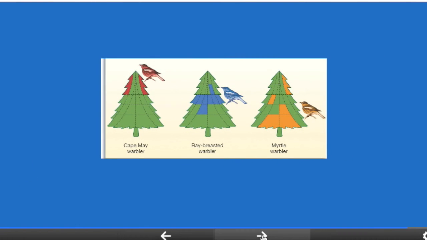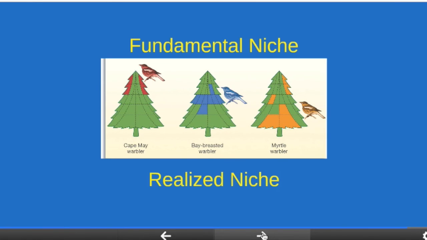You often see this in trees. Any one of these birds could possibly occupy this entire tree. So this entire tree could possibly be these birds' fundamental niche. But because of competition, these birds have had to resource partition this tree. These birds took up this area, these birds took up this area, and these birds took up this area. This is referred to as their realized niche. The fundamental niche is the possible entire niche that they could occupy. The realized niche is what they're actually left with after competition.